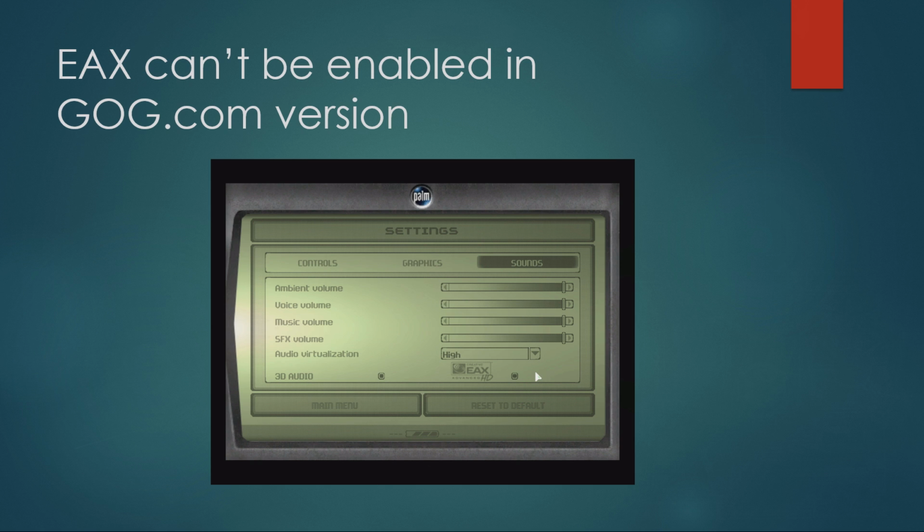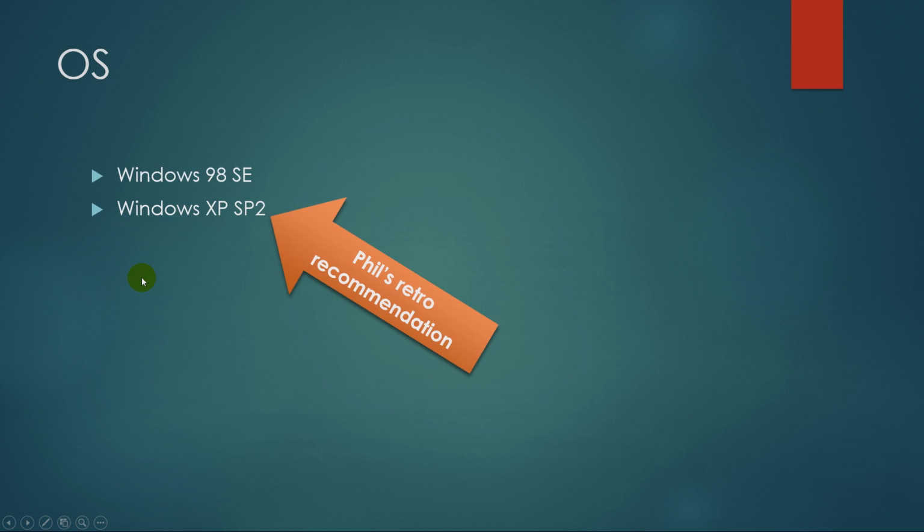And maybe GOG.com actually patched or hacked or modified the game in a way that this feature simply cannot be turned on at all. So again, if you've got the opportunity to try this out on a Windows XP machine, let me know how you go. And also, if you've got the Steam version, let me know how you go. That was one of the reasons why I stuck to the retail version, because everything works as it should.